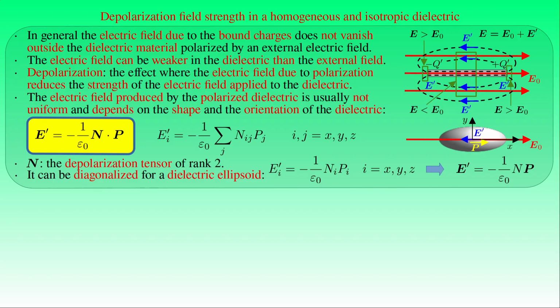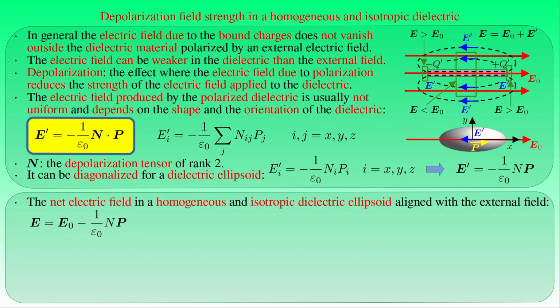For a homogeneous and isotropic insulating material where the polarization vector P is proportional to the uniform electric field E0 applied to the ellipsoid in the direction of one of its principal axes, this result tells us that the net electric field E due to depolarization is also uniform in the ellipsoid, and opposite to the field E0. Consequently, in the case of a homogeneous and isotropic dielectric ellipsoid aligned with the external field E0, the net electric field E given by the superposition of the fields E0 and E' can be written as E0 minus 1 over ε0 times n times P.